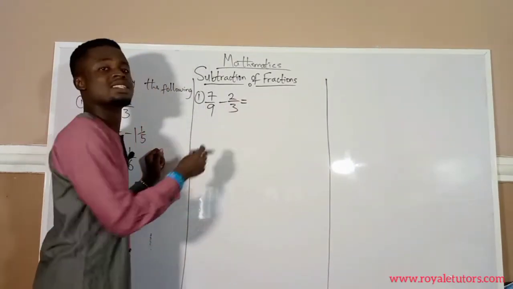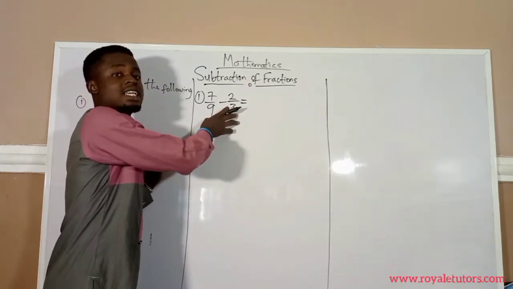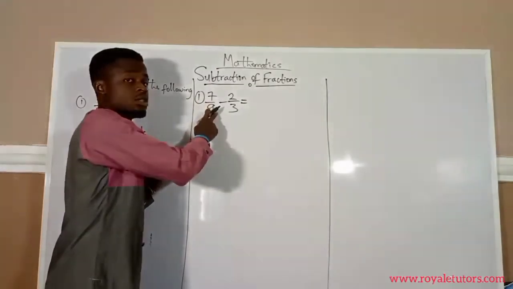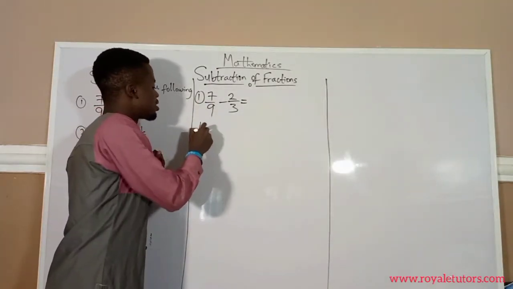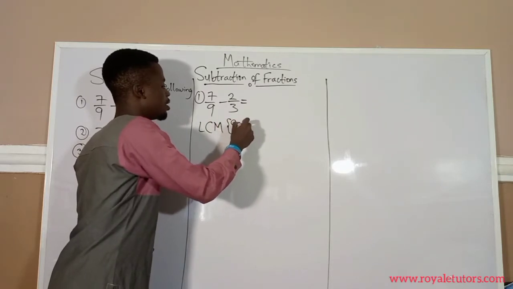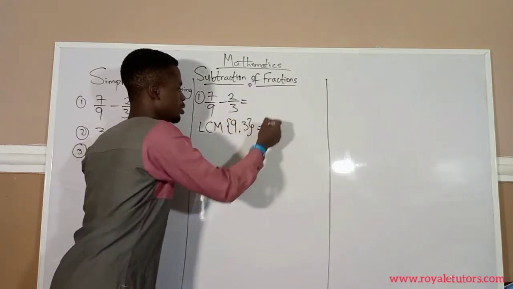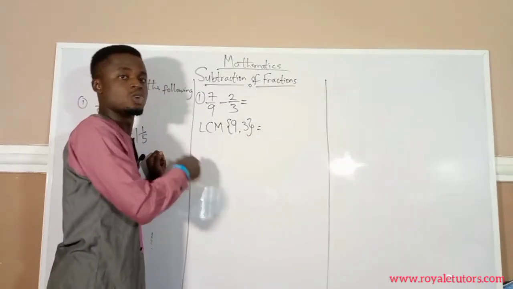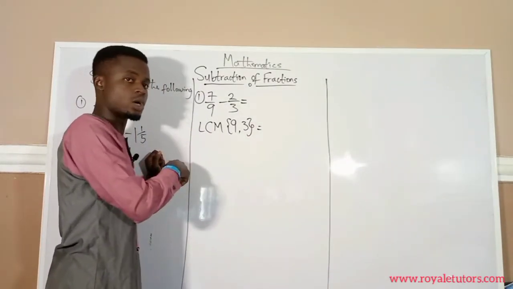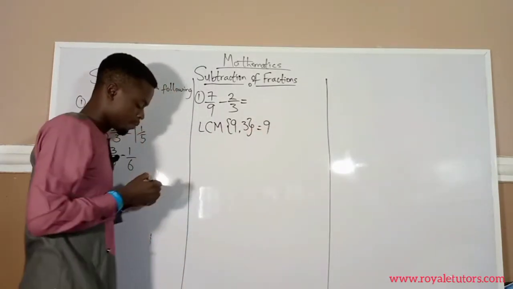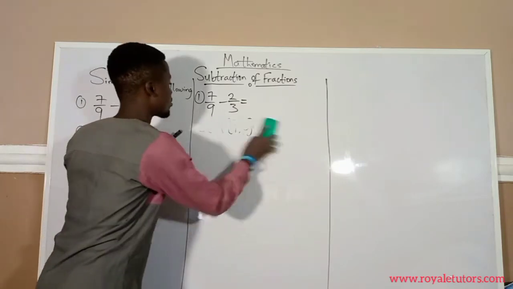We find the LCM of the denominator. I said earlier in our video that the one at the top is the numerator while the one below is the denominator. So we find the LCM of the denominators, that is the LCM of 9 and 3. I already showed this in a video we did on lowest common multiple. You can go back and watch the video. If you find the LCM, you see that the LCM of 9 and 3 is 9.